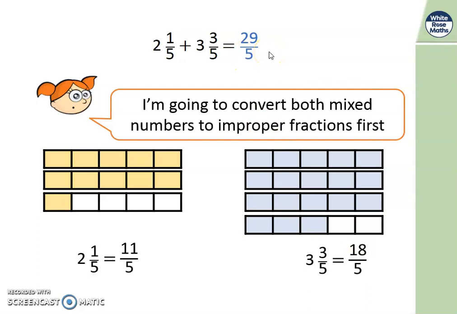But I need to change that back into a mixed number. So how many 5s go into 29? 5, 10, 15, 20, 25. It fits in 5 whole times, and then there's 4/5 left to get up to 29.